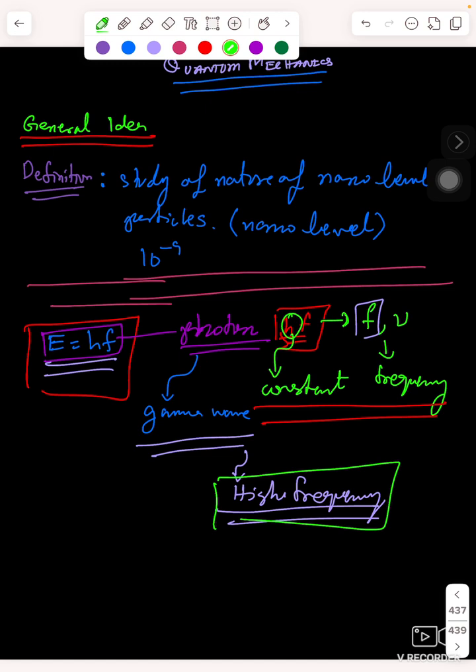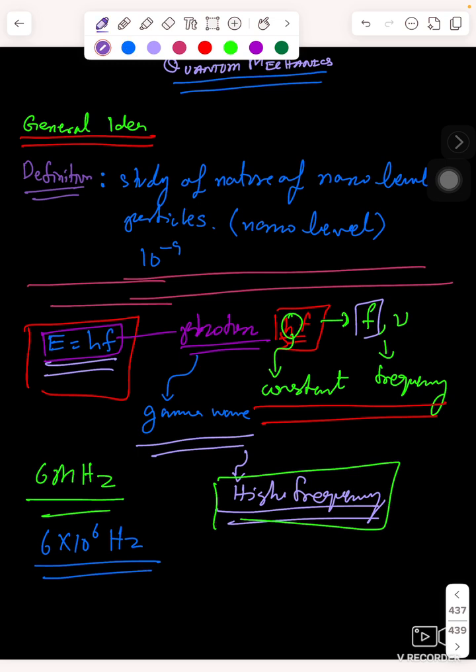Let's suppose we have light of 6 megahertz, meaning 6 times 10 to the power 6 hertz. Light vibrating at this frequency. Now what will be its energy? Energy will be hf. h is 6.626 times 10 to the power minus 34, and f is 6 megahertz. Now let's do the calculation.